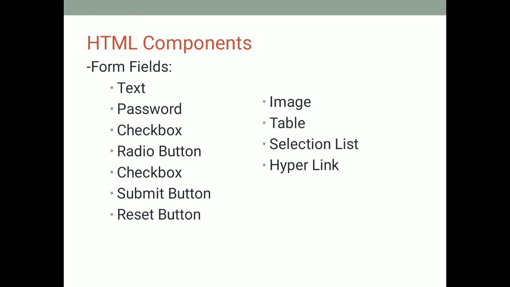Then second is the password. Whenever you want to enter data like a password, which should be unreadable to other people, the data is shown in a symbolic notation such as stars or bullets, hidden from outsiders and other users. Only the person entering it knows the password. This is called a password form field.